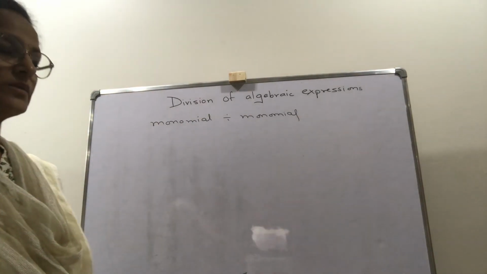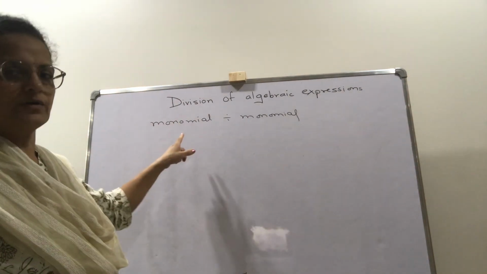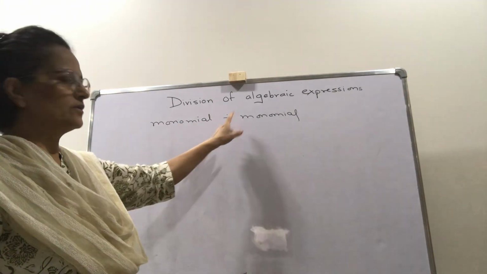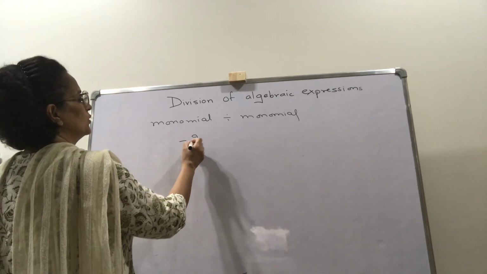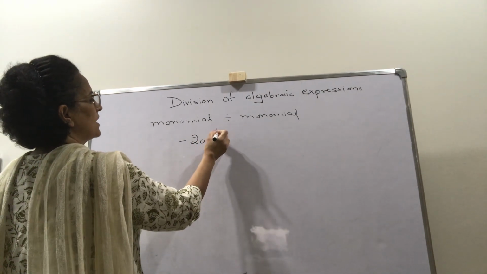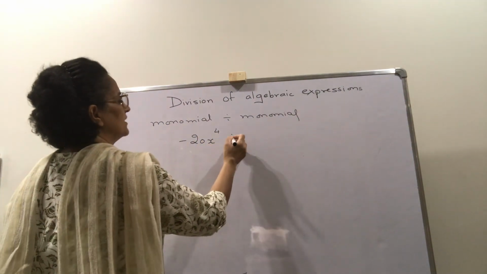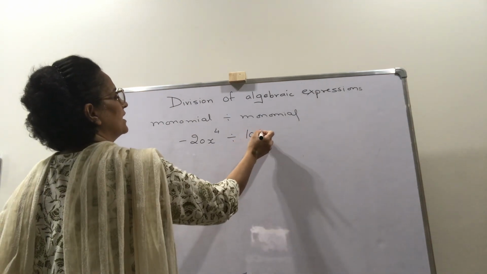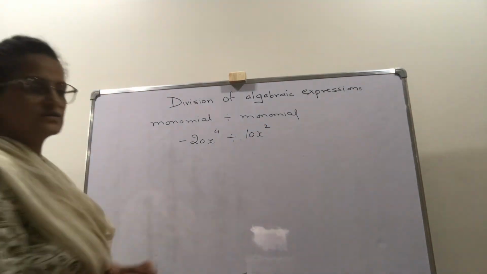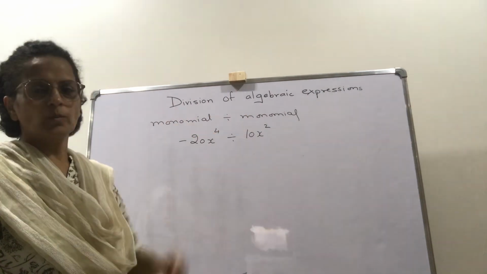Today we will learn about division of algebraic expressions. First I have taken monomial divided by monomial. So let's take an example: 20x to the power 4, one term, divided by 10x square. So this is a monomial and this is also a monomial.